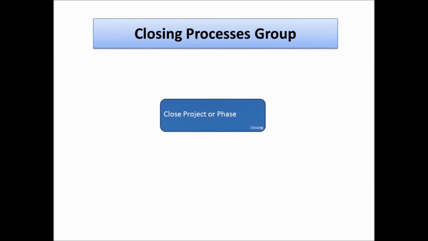So the final one is close project or phase. This is the last and final process. Here is where we close out a phase within a project, or we could close out a project as a whole. In parallel, we close out all those procurements by making all the payments to all the vendors and closing and signing off as per the agreement. So with that, we have completed all the 5 process groups.